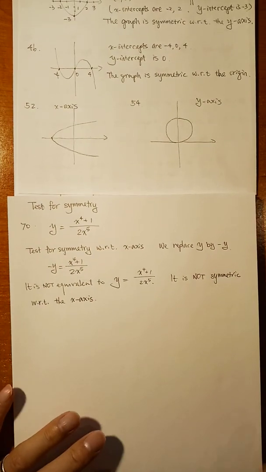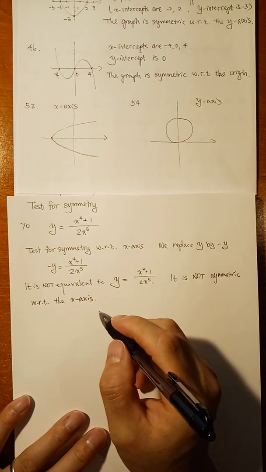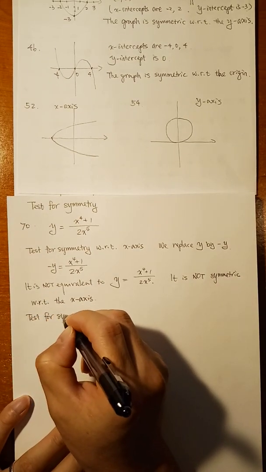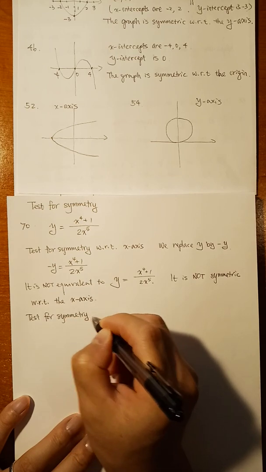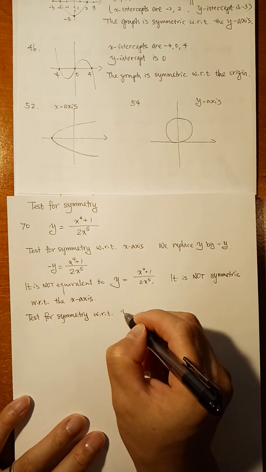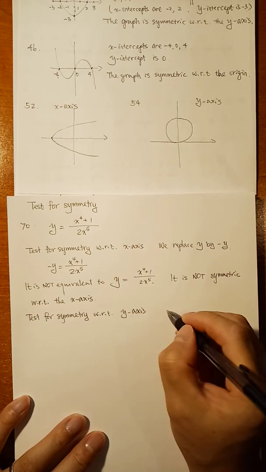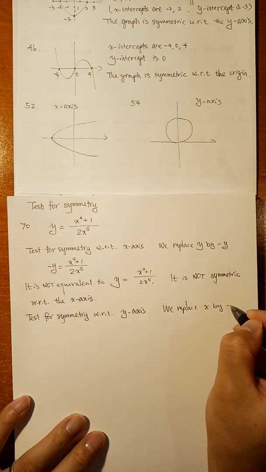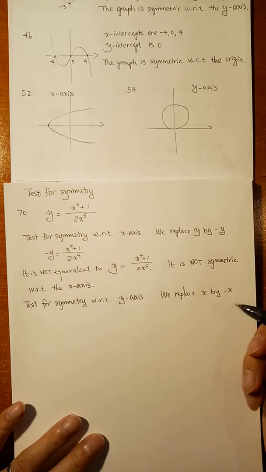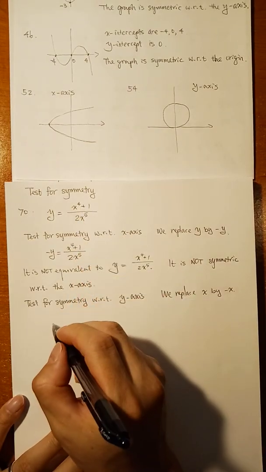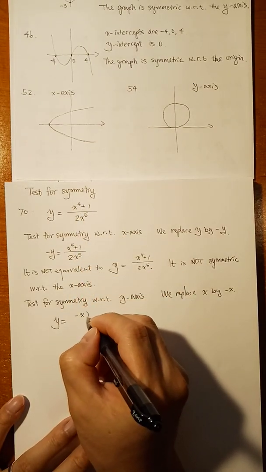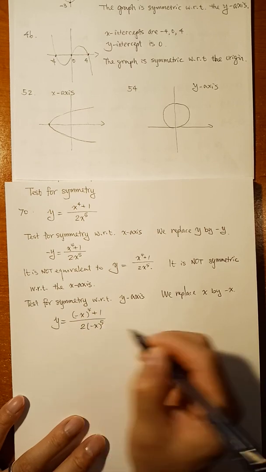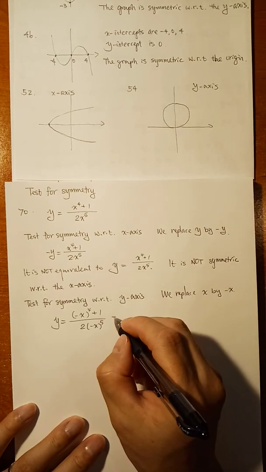Okay, now test for symmetry with respect to the y-axis. We replace x by negative x. So we get y equal to negative x to the 4th power plus 1 over 2 times negative x to the 5th power. Well, let's see what we can do.